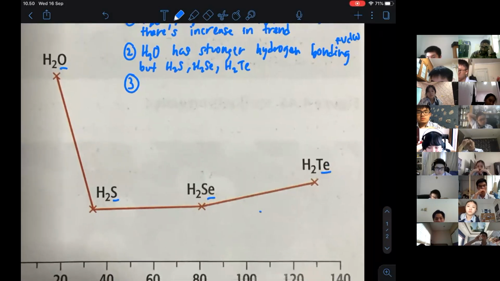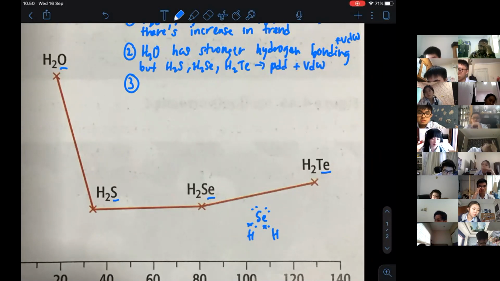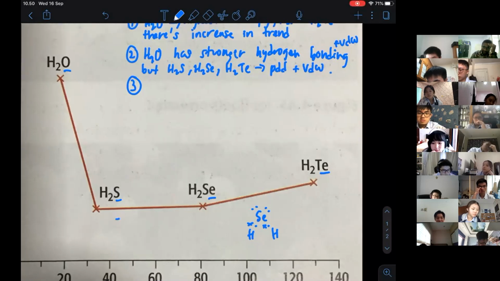So if I want to draw for H2Se, you will have something like this. A bent shape is going to be there, and there is going to be the presence of lone pairs. So generally all of them are polar, so we are talking about them only having PDD and van der Waals forces. Now we need to explain why there is an increase from here to here. So how do we explain? Number 3, maybe Kevin, can you tell me what will be the point number 3?